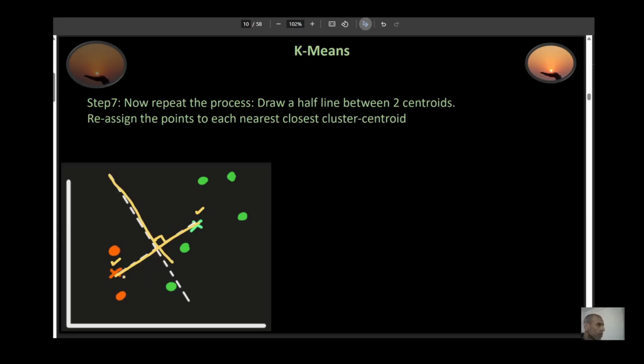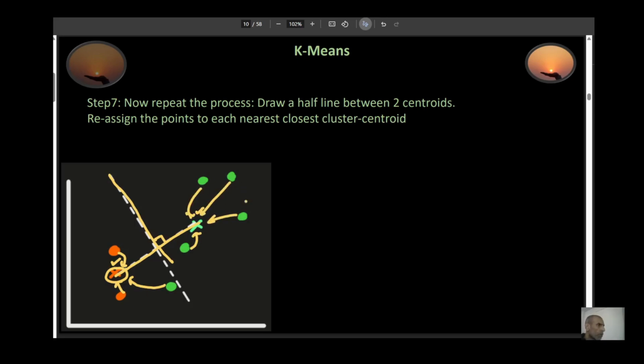Now the points that are closest to this centroid, assign them to this centroid. So this one will get assigned to this, this will get assigned to this, and this will get assigned to this, because these three points are closest to this. Same thing with this one. This one will get assigned to this, this to this, and this one to this.